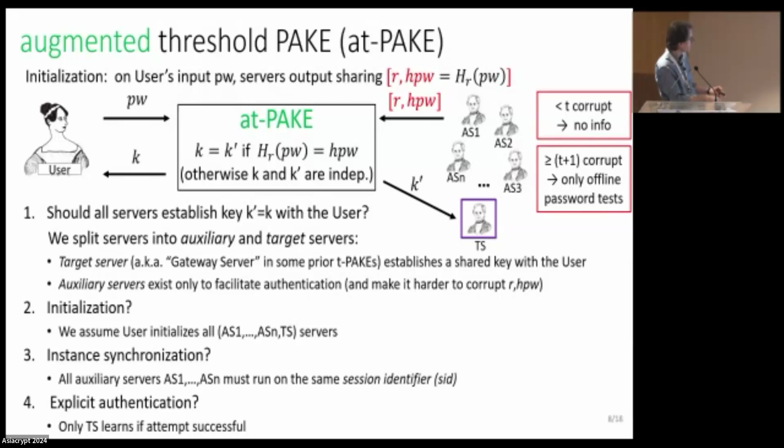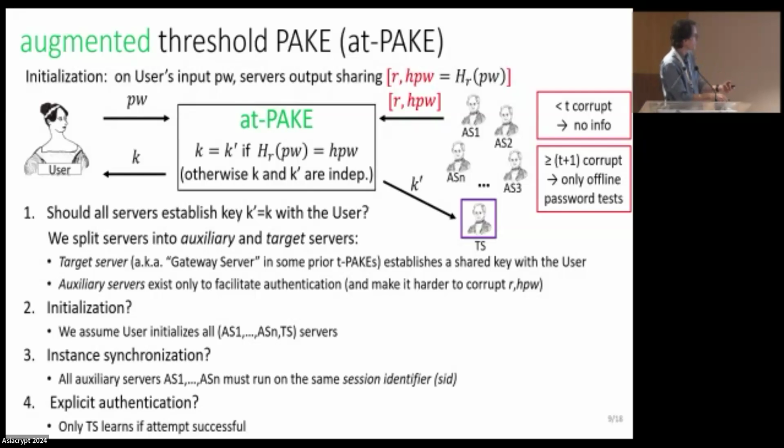For initialization, we assume that all the state is simply created by the end user. So she has a password, she's going to share it, she's going to create these values and secret share them, and so we simplified the initialization this way. We assume that during the threshold PAKE execution, these parties will have some session identifier, and if this is inconsistent, the session will not go through. And also, we support explicit authentication.